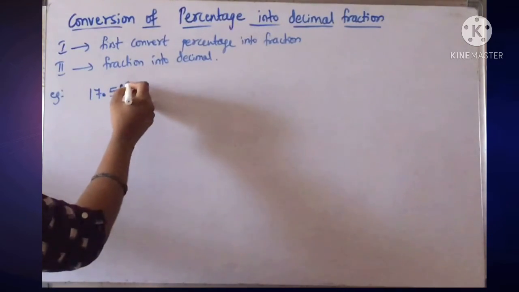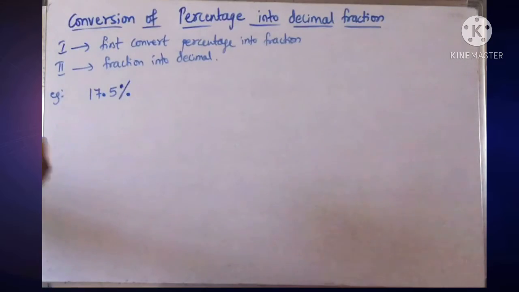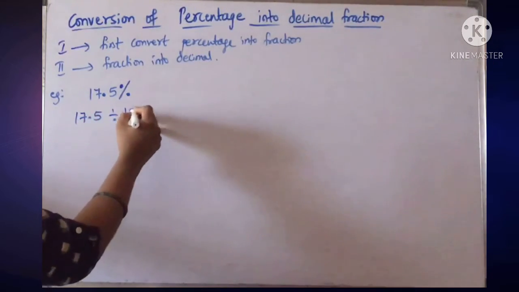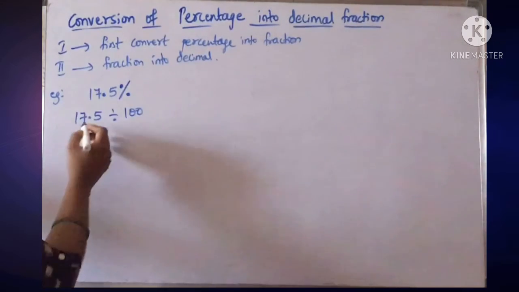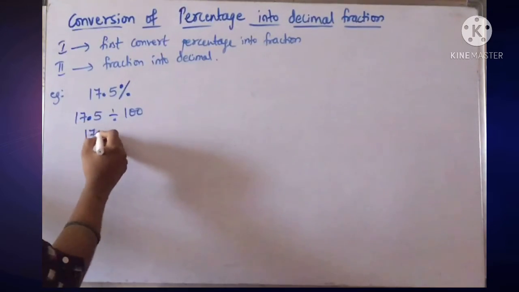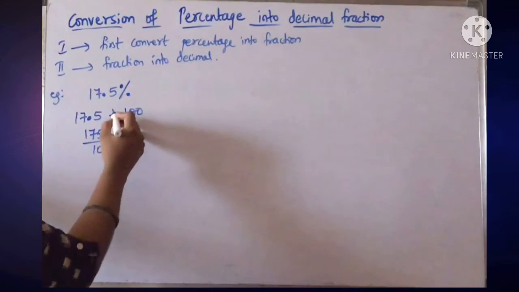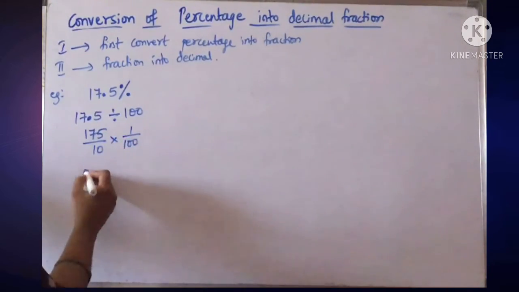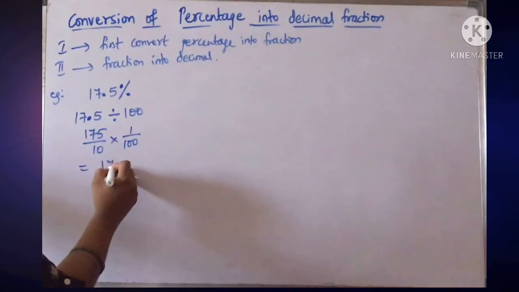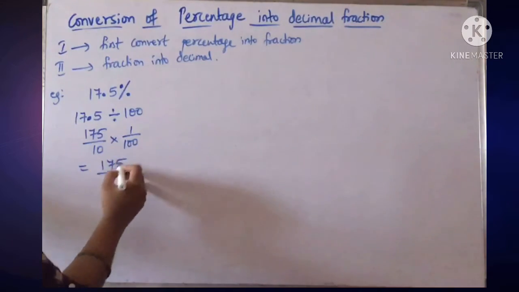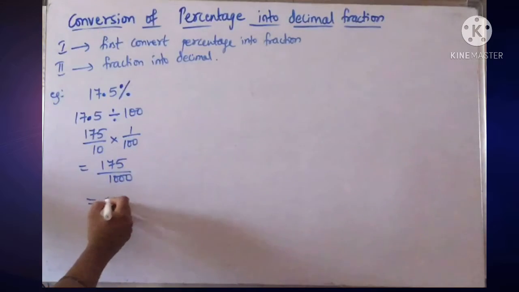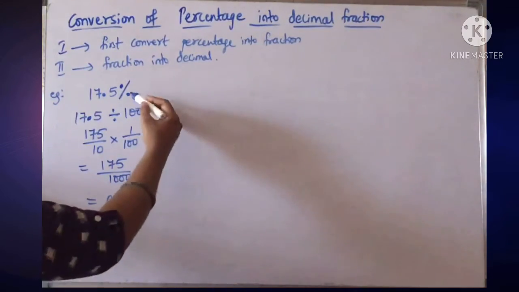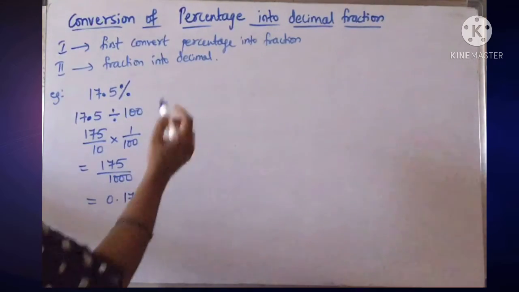So how to convert this percentage into fraction? By dividing. To remove the percentage symbol we need to divide, children. So 17.5 divided by 100. Convert this decimal into a fraction, 175 by 10 divided by 100. Division you convert into multiplication by 1 by 100. So finally you will get 175 by 10 into 100, that is 0.175. So we have converted this percentage into a decimal.